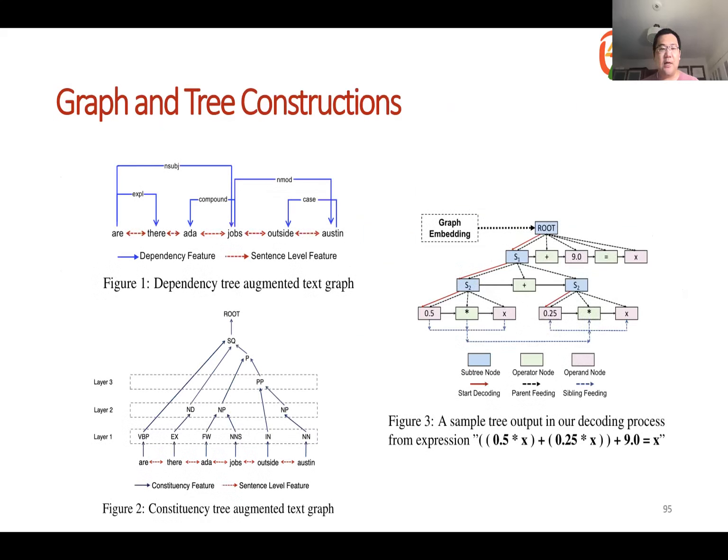So currently, this here is just a simple demo to show what kind of graph construction we can do for the text sequence input, and what kind of tree construction we can do, for example, for the math equation.